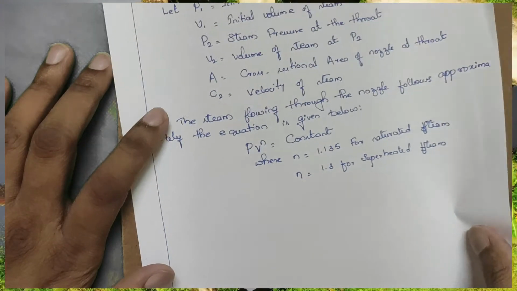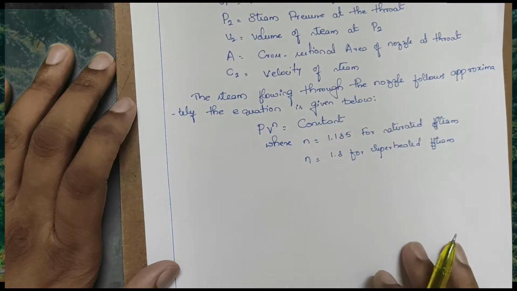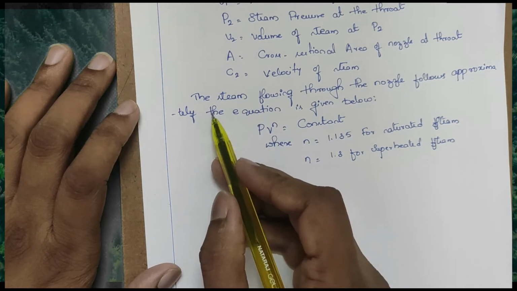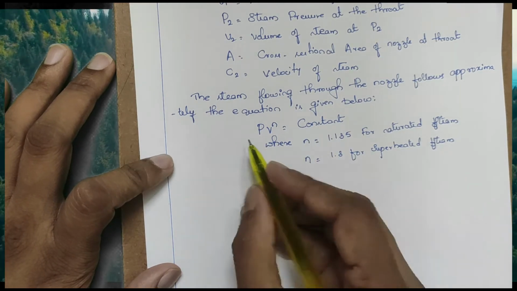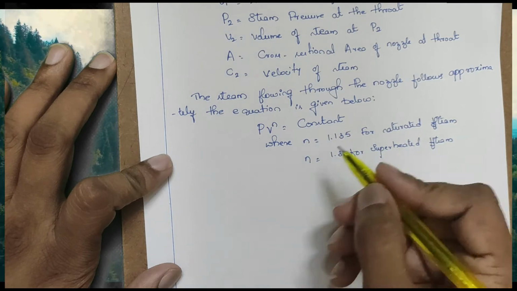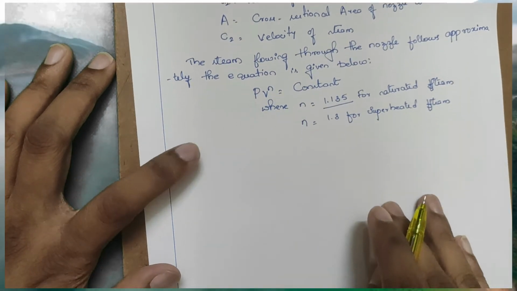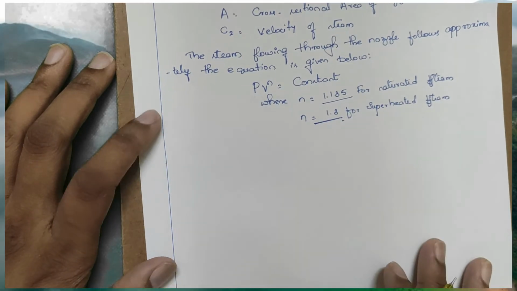Okay, so A is the cross-section area at the throat, and C2 is the velocity at the throat. Clear? Next we'll consider the nozzle flow. As you know, it is adiabatic, polytropic flow, so we'll consider PV^n equal to constant. The value of n for saturated flow is 1.13 and for superheated flow it is 1.3. This is very important.